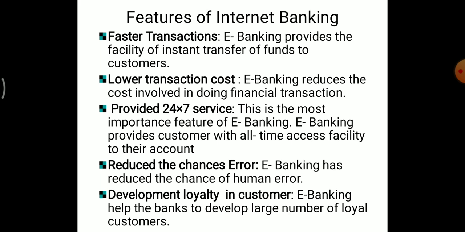And next, reduced chances of error. Internet banking has reduced the chance of human error. It has reduced the role of humans in the whole transaction process, and the internet banking system works fully automated over the internet. All transactions are recorded and stored digitally. There is no need to manually maintain each and every record in the books of accounts, so the chances of human error are minimized.